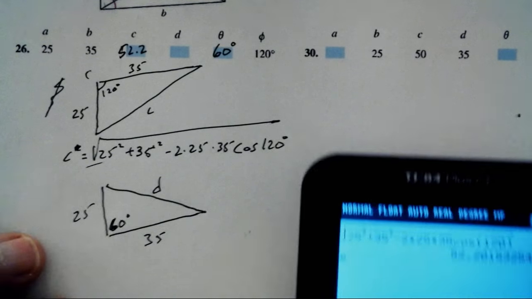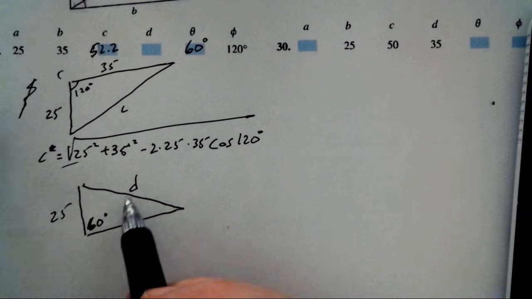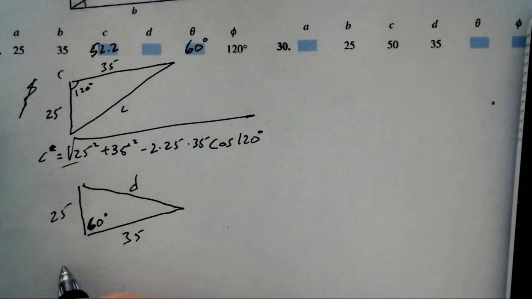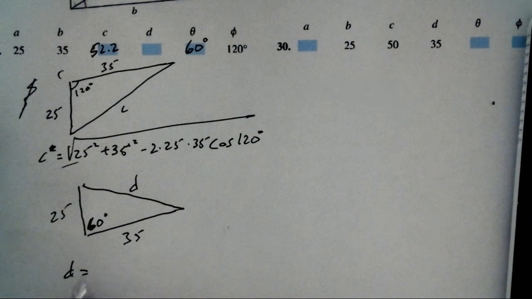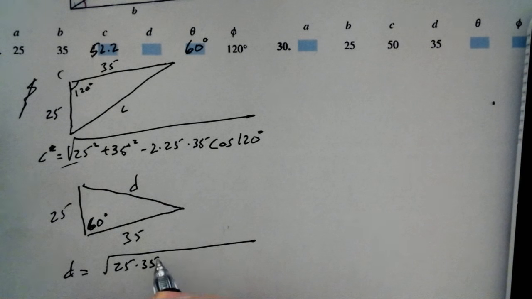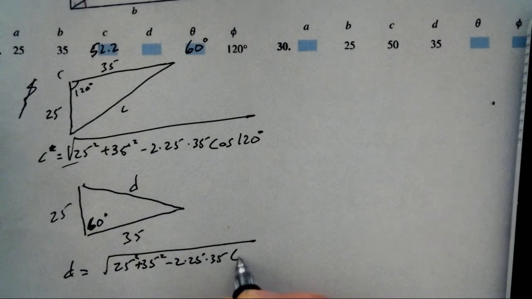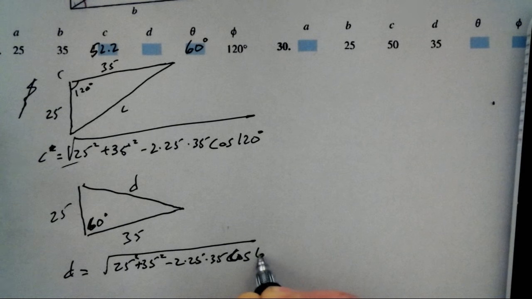All right, let's take a look. So before we go to calculator, I guess, this is side angle side. We're looking for D, so D equals big square root, 25 squared plus 35 squared minus 2 times 25 times 35 times cosine of 60 degrees.